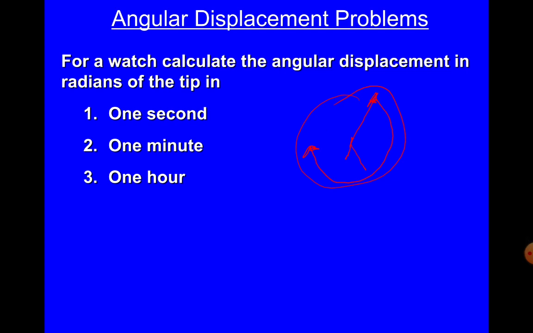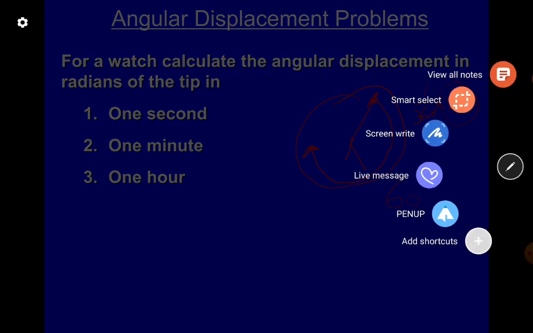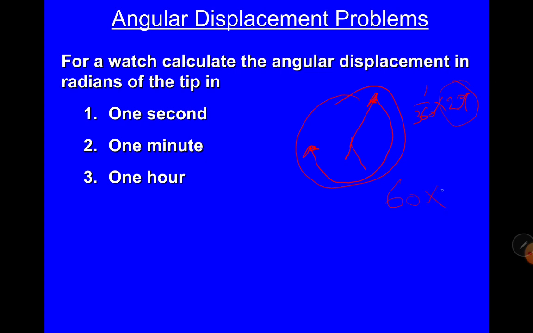Now, if we have 1 second, 1 complete round is 1 minute. So for 1 second, it is 1 divided by 60 times 2 pi. If we have 1 minute, we have 1 complete rotation, so that is 2 pi. If we have 1 hour, then the tip is going to make circles 60 times, so we get 60 times 2 pi for 1 hour.